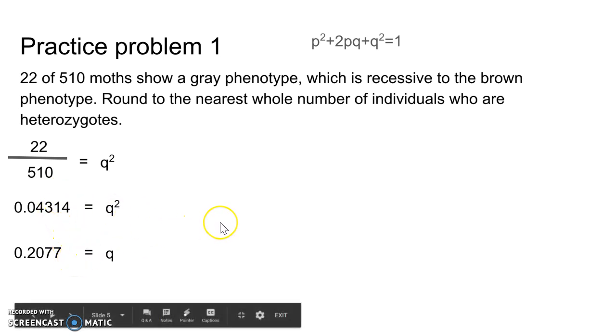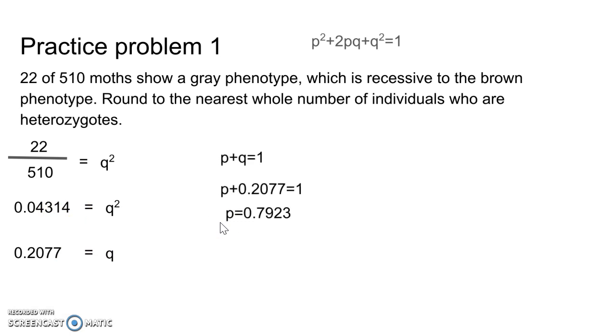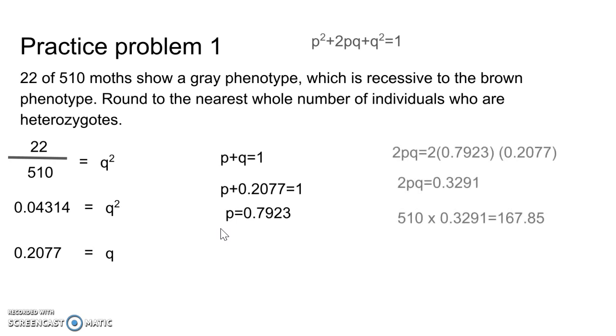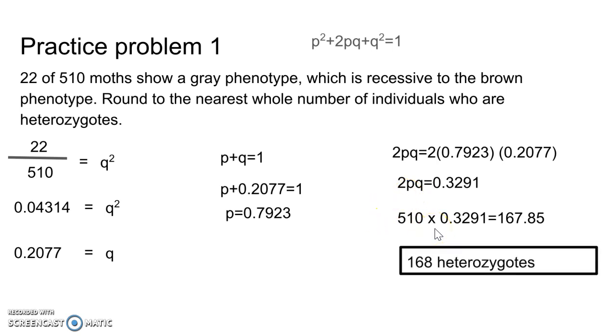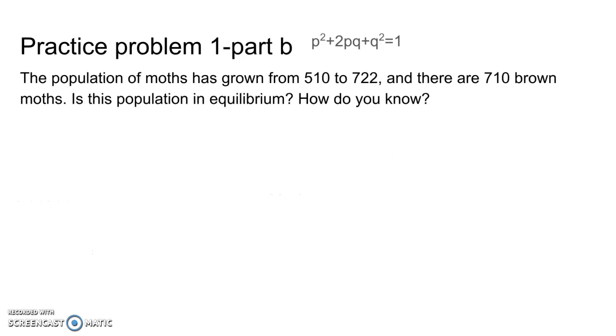Great. Once I have my q value, I can figure out my p value by plugging it into p plus q equals 1. Cool. And then since I'm trying to find the number of individuals who are heterozygotes, I have to figure out the frequency of heterozygotes. So I just plug in my p and my q values and then multiply by 2. That's what this is. And then I multiplied the number of individuals in the population by the 2pq value. This is what I get, and I end up with 168 heterozygotes in total. All right, easy.